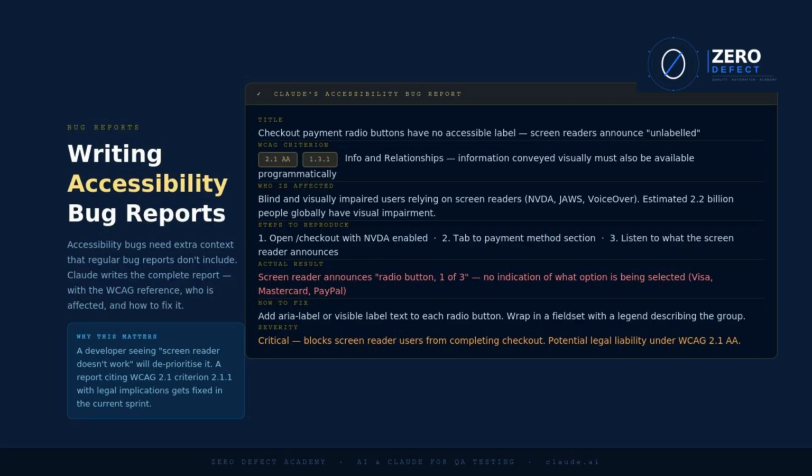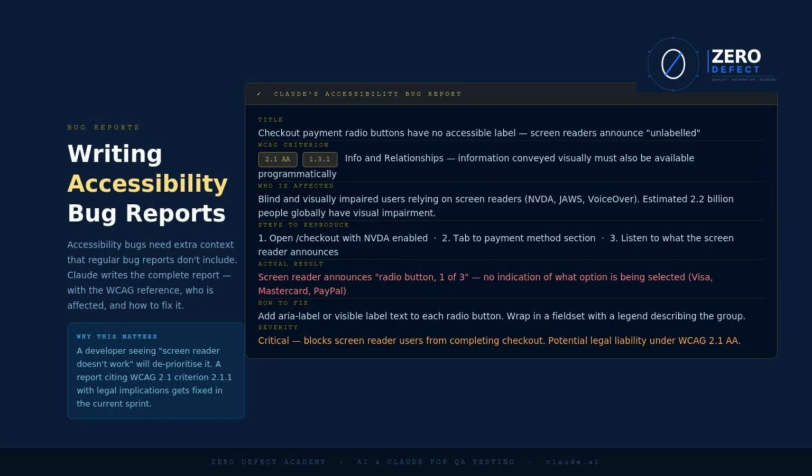Here's why the bug report format matters so much for accessibility. A developer who receives a ticket saying, "Screen reader doesn't work on checkout," has no idea what to fix, how serious it is, or whether it's even their responsibility. They'll push it to the backlog.